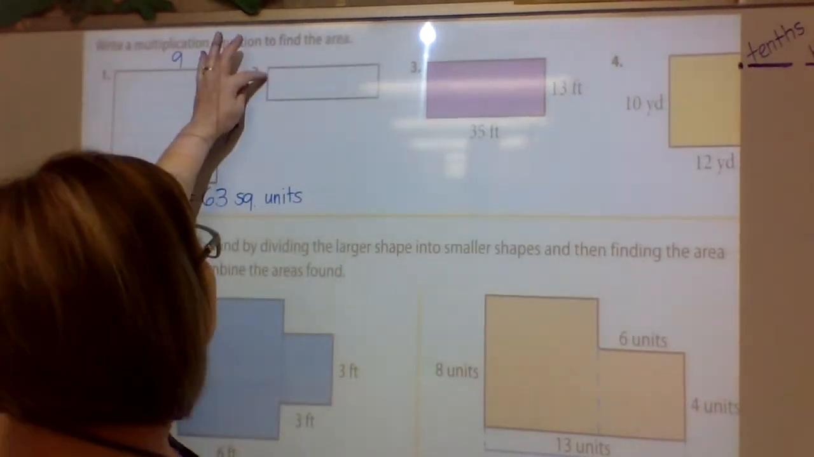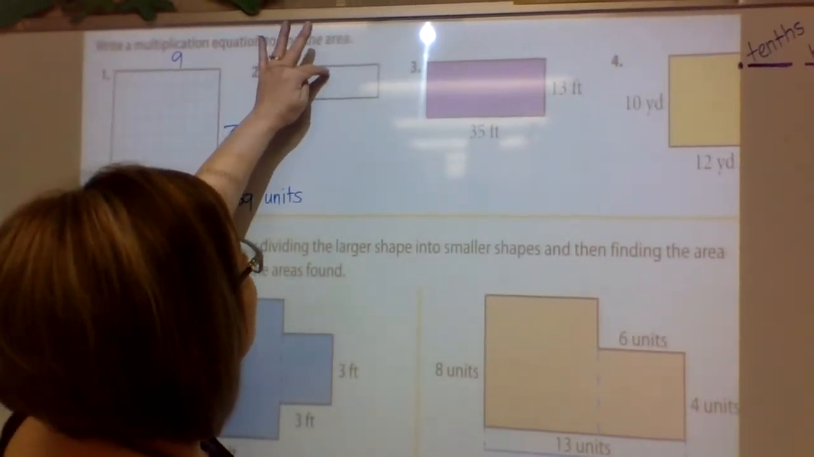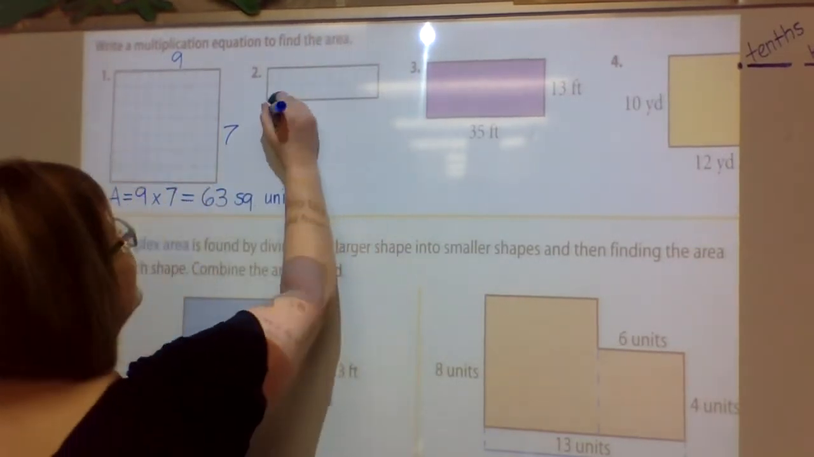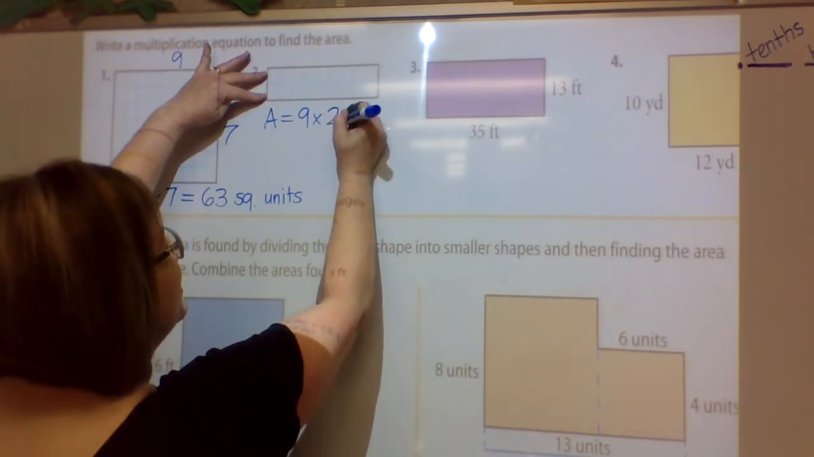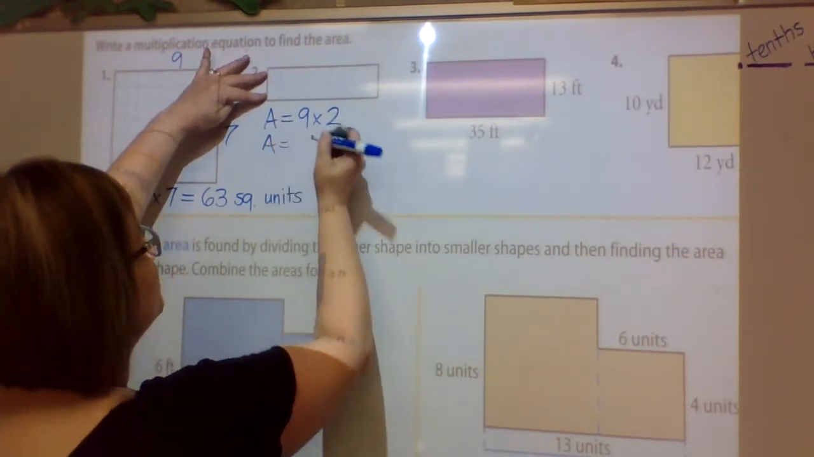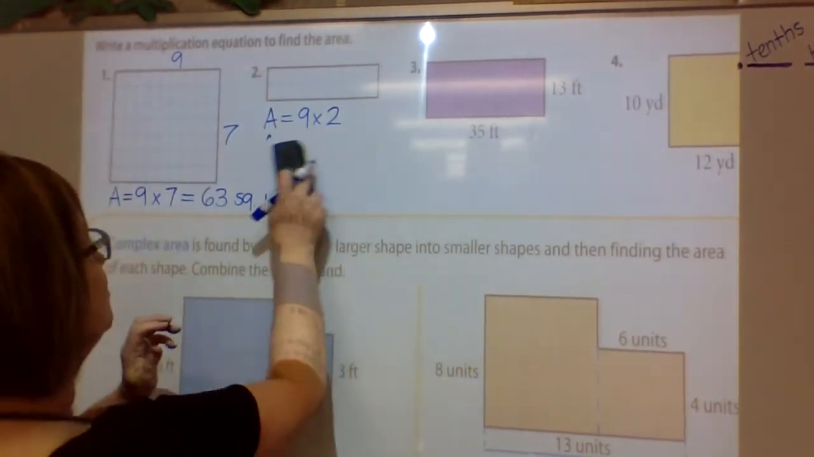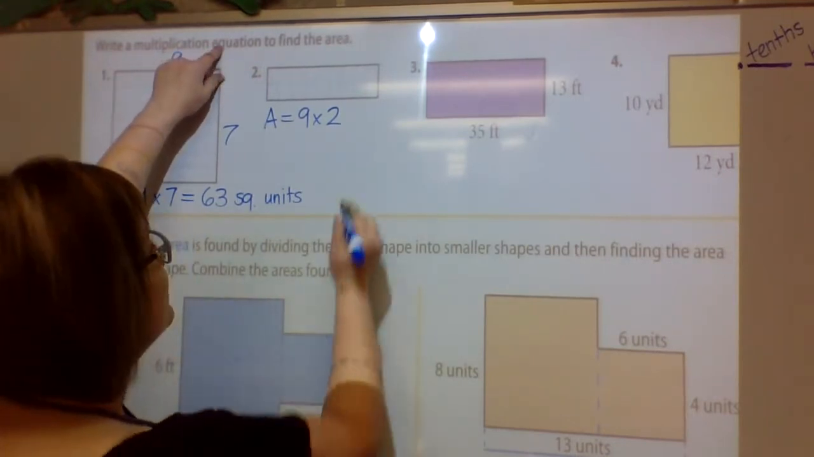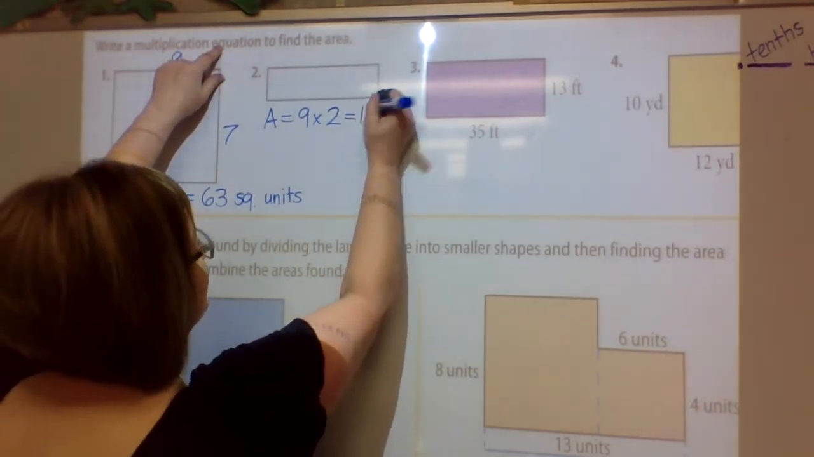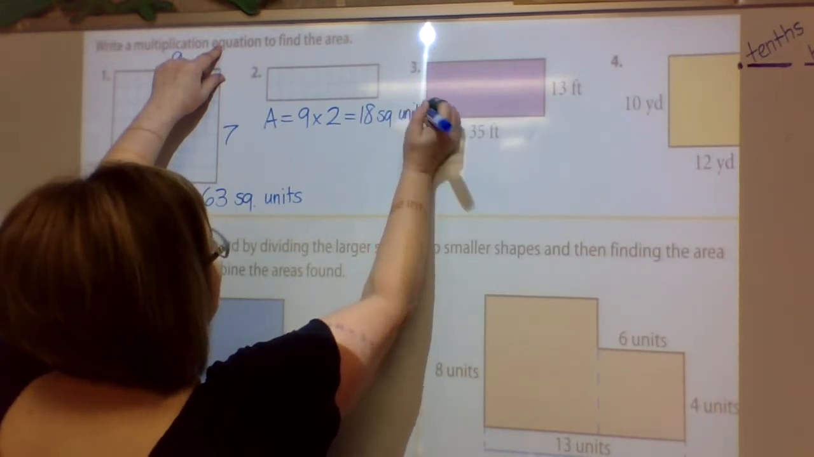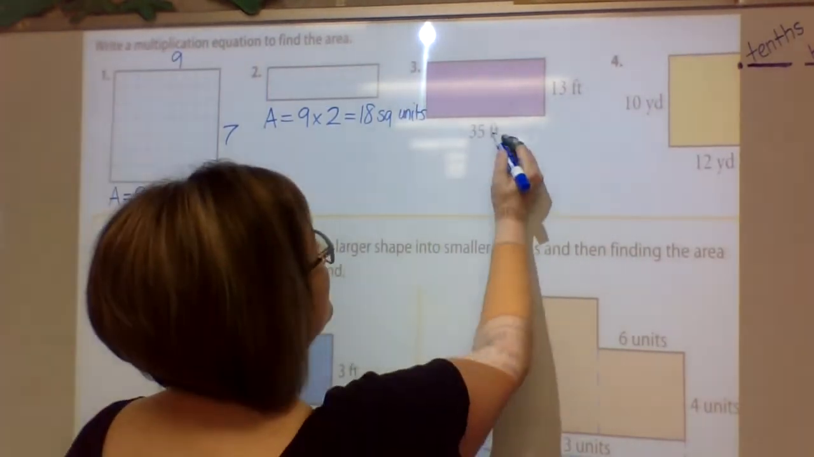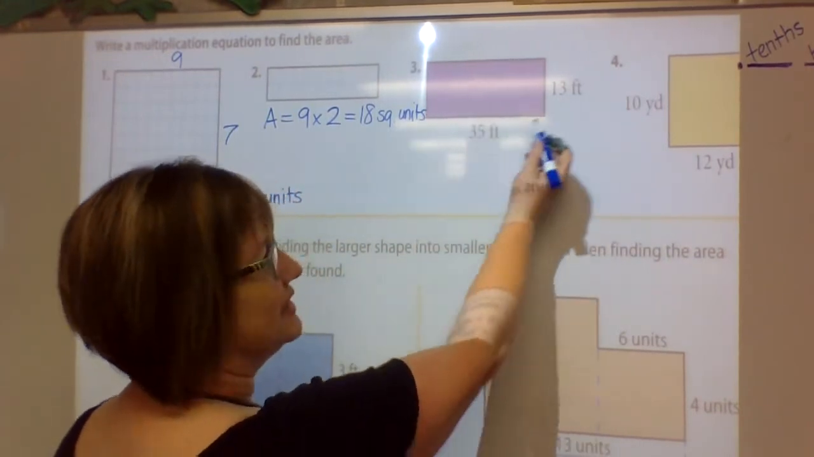Okay, up here it's 1, 2, 3, 4, 5, 6, 7, 8, 9. Area equals 9 times 2 rows, right? So area equals, we're supposed to write an equation. 9 times 2 equals 18 square units. The faster way of doing square I'll show you on this next one. Okay, this one we don't have to count because it tells us.